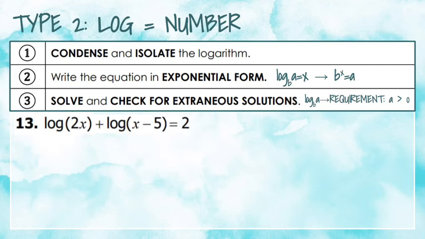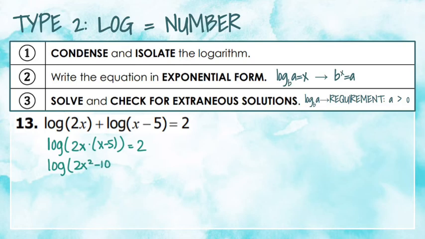All right, number 13, condense and isolate the logarithm. So we want to get one logarithm. Addition translates to multiplication. So we're going to have log of 2x times x minus 5 equals 2. So then let's go ahead and simplify that inside. 2x squared minus 10x equals 2. And now we have one logarithm, so remember that this is base 10. It's always understood to be base 10. So we have 10 squared equals 2x squared minus 10x.